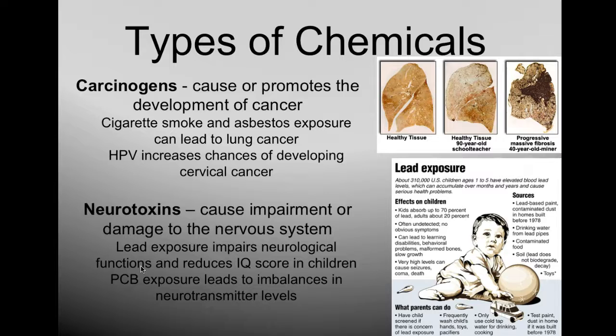All right, so carcinogens cause or promote the development of cancer, and I'm sure you've heard before cigarette smoking is carcinogenic, asbestos exposure, and so forth. Some of these carcinogens are caused by viruses such as HPV, and there are vaccinations for some, not all. Neurotoxins impair the nervous system, and a couple of good examples of that would be lead, mercury, and PCBs.